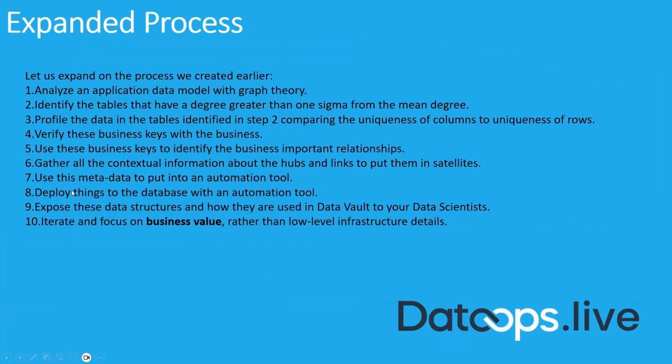So we talked about the base process. We had up to step 7. Now, the last couple things that I want to add to this, there are 3 more steps. You want to deploy things to a database using an automation tool. Expose those data structures that are used in Data Vault to your data scientists, and you want to iterate and focus on business value rather than low-level infrastructure details.